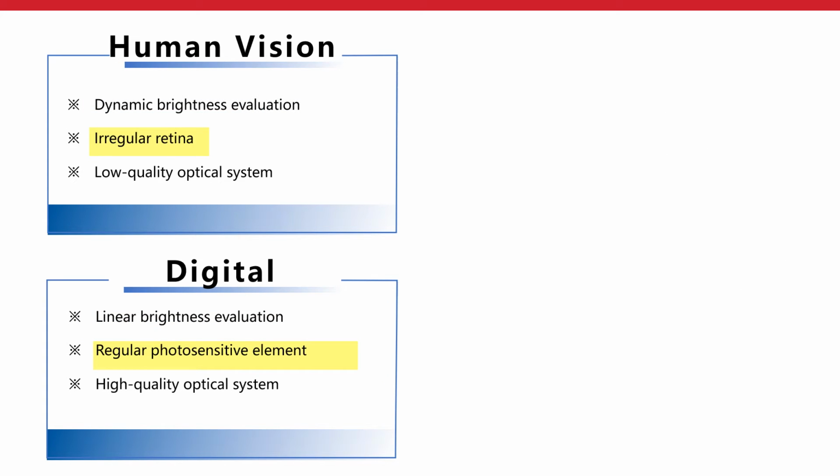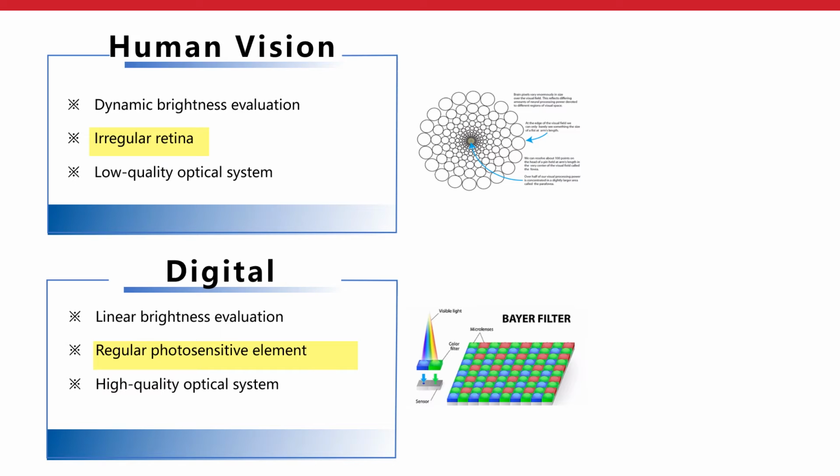Next, the biggest difference would be the human eye's retina and digital photosensitive element. Our human eye retina is nonlinear and tends to center focus, whereas the digital approach uses color filter arrays. This causes our viewing angle to be vertically restricted to within 15 degrees.